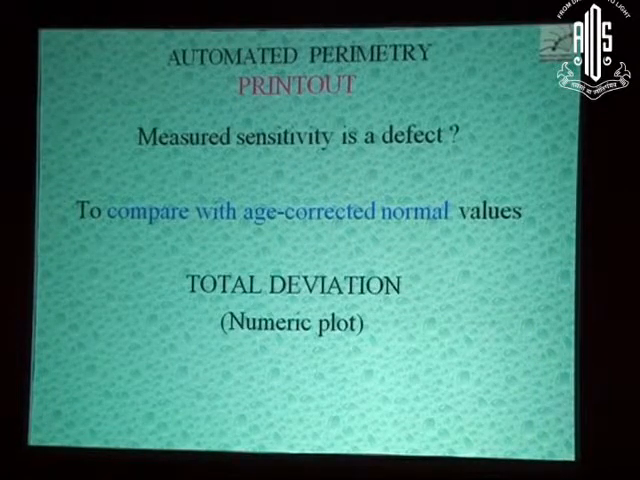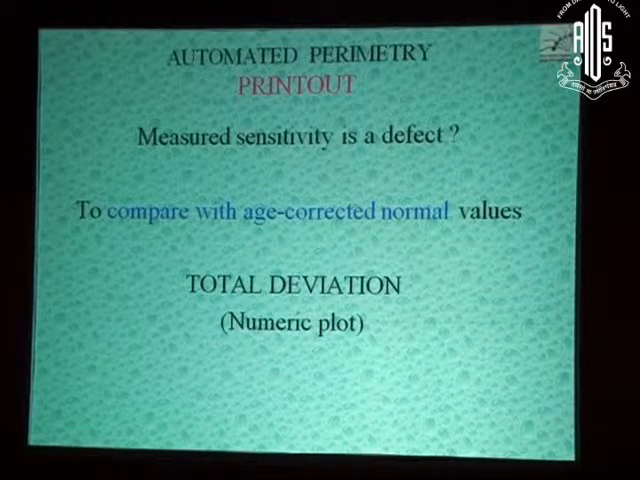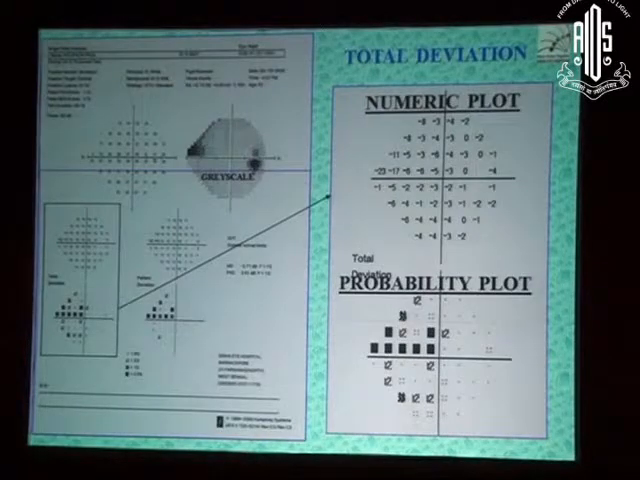Now, whether the measured sensitivity is a defect or not, that you will get from the total deviation plot. This is the total deviation plot. There are 2 plots. One is the numerical plot and one is the probability plot.